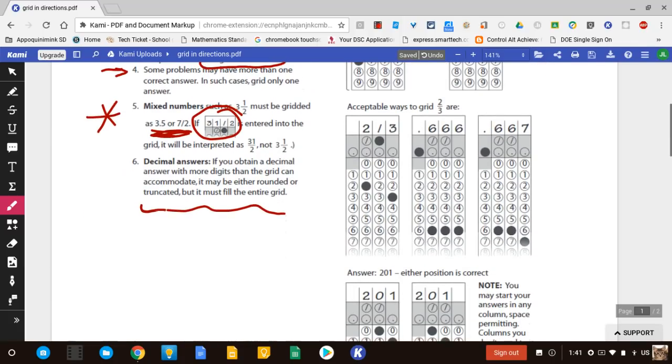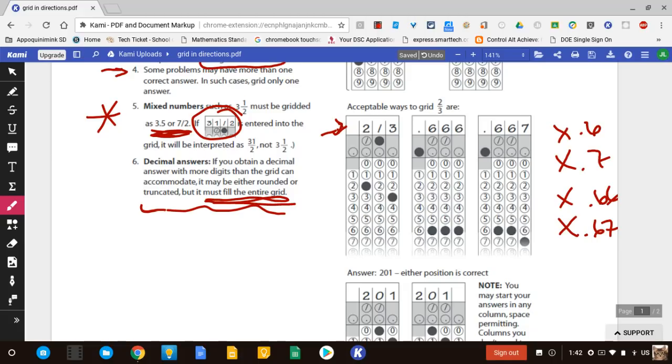If you are putting in a repeating fraction like 2/3, then you can either put it in as the fraction. You could even start it on this side and then start it right here, but that's up to you. Just make sure you're bubbling correctly. You can put it in as 0.666 or 0.667. Make sure that you are filling the entire grid, though. You cannot do 0.6. You cannot do 0.7, even though it rounds to that. You cannot do 0.66, and you cannot do 0.67, because you end up with an empty spot in the grid.